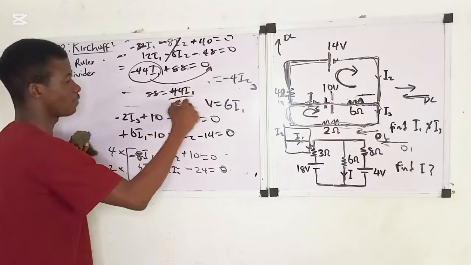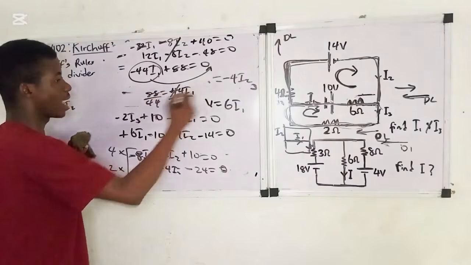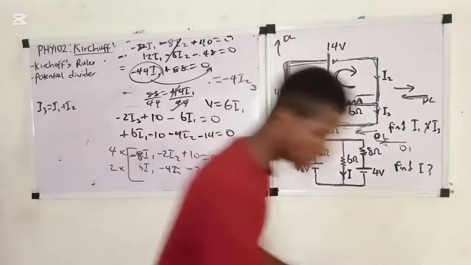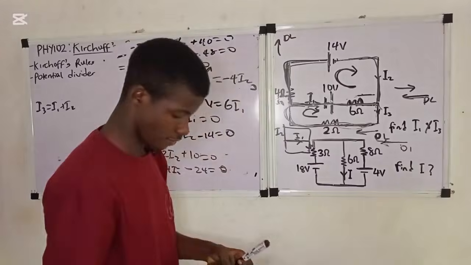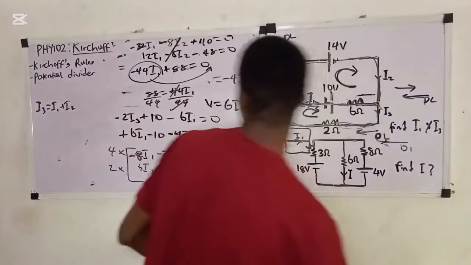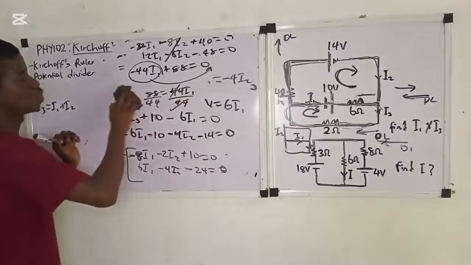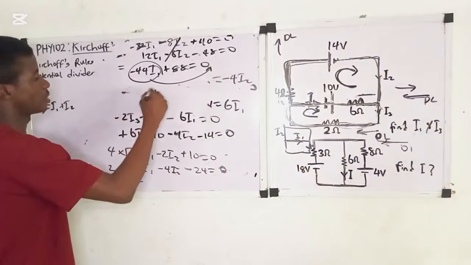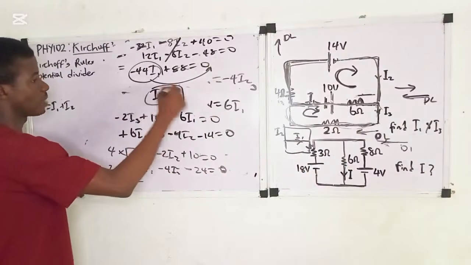So what am I going to do? Divide both sides by 44, right? So this one cancels this. So 88 divided by 44, I think that is 2, right? So therefore I1 is what? I1 is 2 amperes.